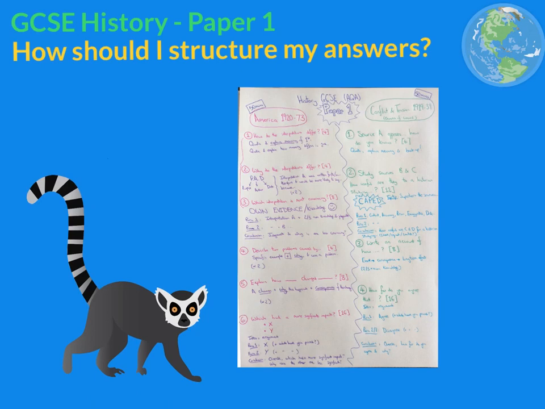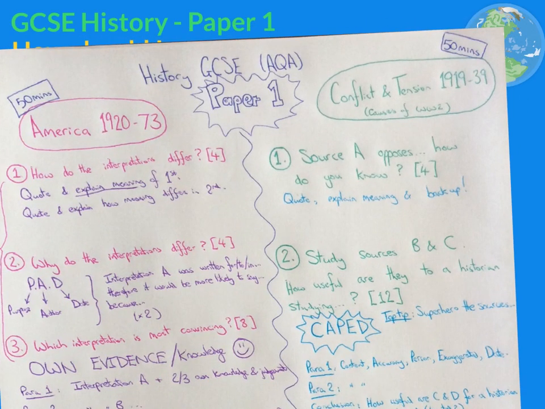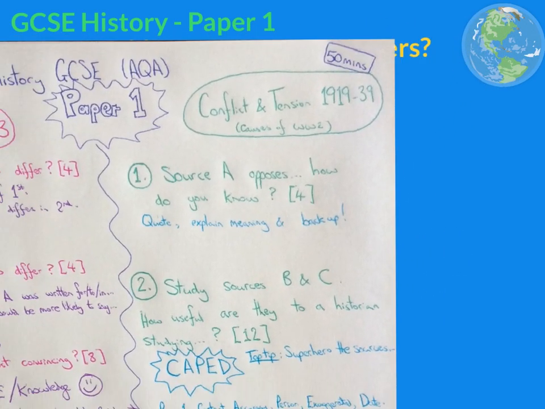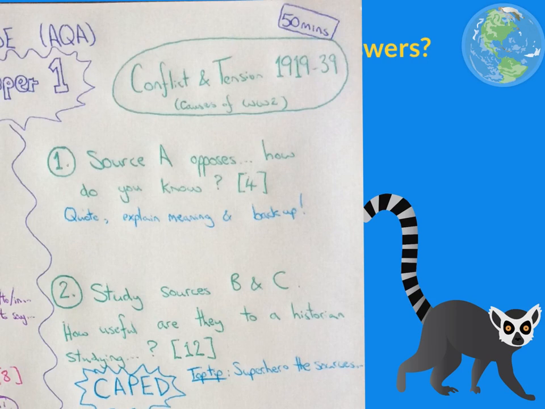50 minutes is now up, so you need to be moving on to your second paper. Booklet 2 is going to be conflict and tension. Question 1 is a lovely gift of a question. It says, source A opposes something. How do you know? 4 marks, 4 minutes maximum.